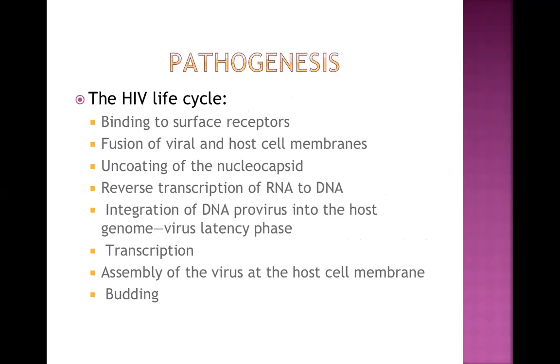Now, this pathogenesis is better understood if we talk about the life cycle of HIV. How does this life cycle get completed in the host cell? Let's talk about this. The first step has to be binding of HIV on the surface receptor of the host cell. Then there will be the fusion of host membrane and viral membrane. Then the nucleocapsid has to be uncoated. After that, a special enzyme will come into the picture, which is called reverse transcriptase. It will transcribe RNA into DNA. Now this DNA will be integrated or incorporated into the host DNA. This is called latency phase of the virus.